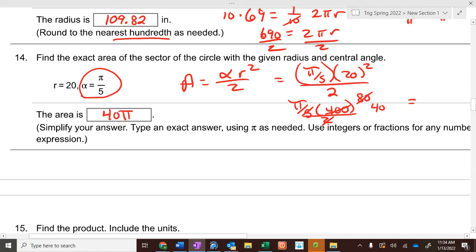And they want an exact answer, so that's how you type it in. If you hit 40 times pi in your calculator and give me 122.6, I'll count it wrong. Okay? Because it's 40 pi, because it says type an exact answer using pi.